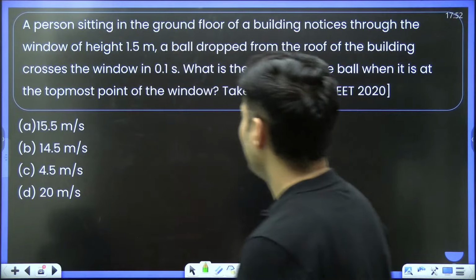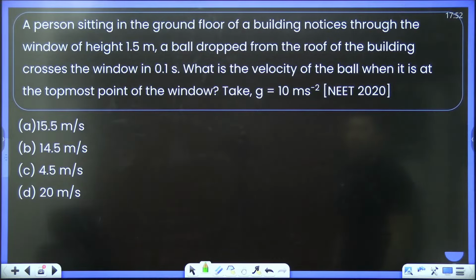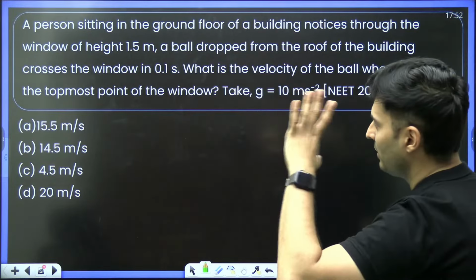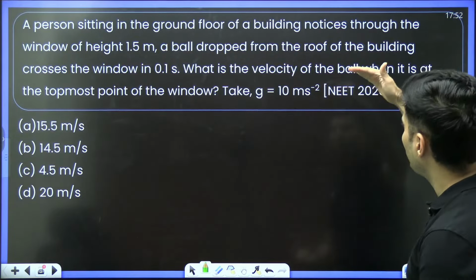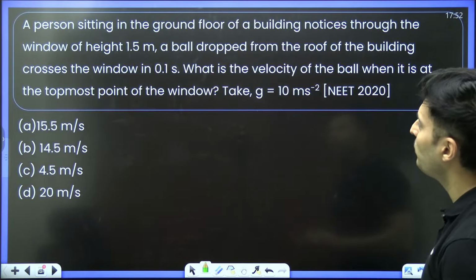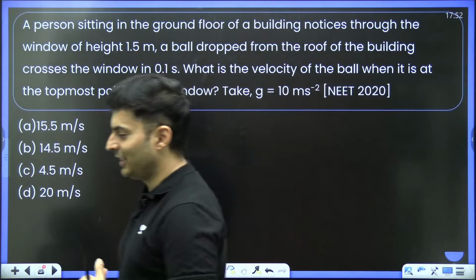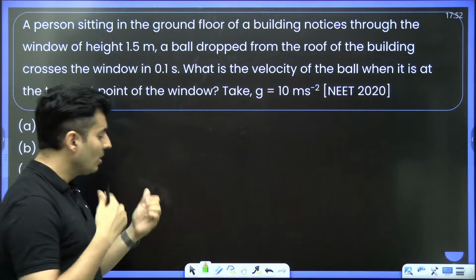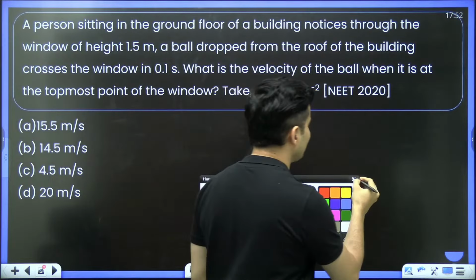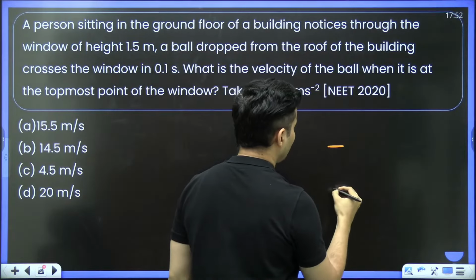A person sitting on the ground floor of a building notices through his window that a ball dropped from the roof crosses the window in 0.1 second. What is the speed when it is at the topmost point of the window? Let's try to draw the diagram. Every time kinematics is there, I always try to draw the diagram.